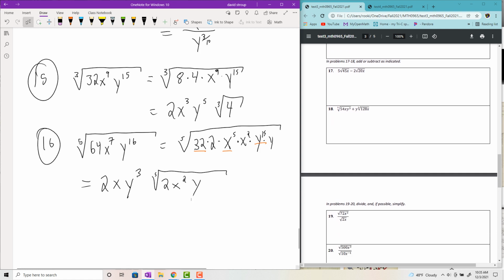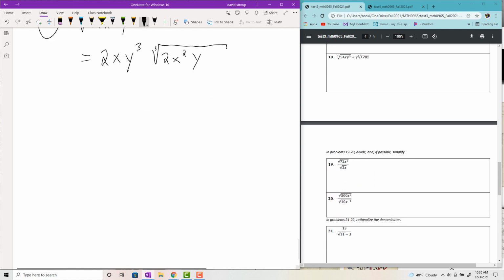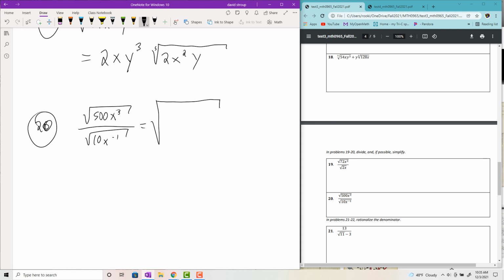Subtracting, that's just more simple. Let's look at these quotient ones. So let's look at number 20. I have the square root of 500 x cubed all over the square root of 10 x to the negative 1. Okay, so here I'm going to rewrite it as a single square root. The quotient of square roots is the square root of the quotient. Okay, so you can write this as 500 x cubed all over 10 x to the negative 1.